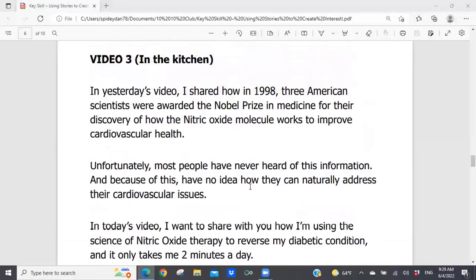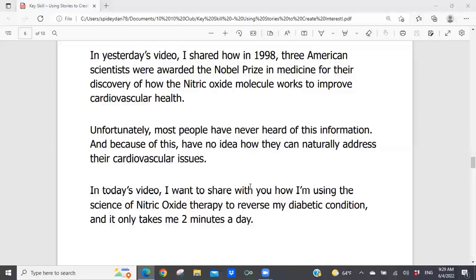So again, David does a great job of utilizing information they shared in the previous video, just retelling the story to validate the information because this is Nobel Prize information. It sets up that most people have never heard this information, so they have no idea how they can naturally address their cardiovascular issues.